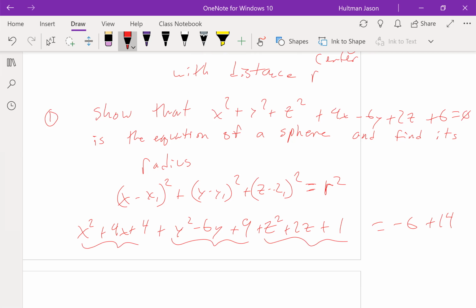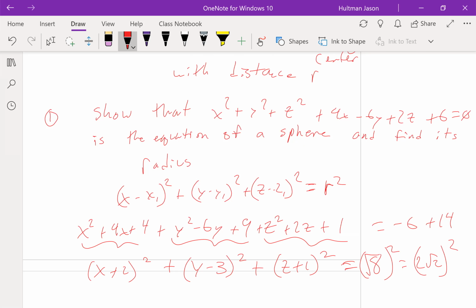I think you forgot r squared, right? On the right. No, I haven't forgotten r squared. This is going to be x plus 2 squared plus y minus 3 squared plus z plus 1 squared is equal to 8. Or the way I could write this is radical 8 squared, which is 2 radical 2 squared. So I didn't forget r squared at all.